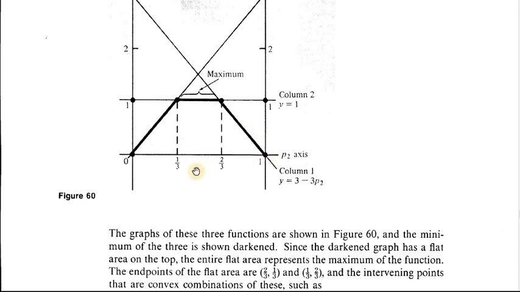So as long as the row player chooses P2 between 1/3 and 2/3, he's always going to get the same payoff. So in fact, there's not just one optimal strategy. He could choose P2 equals 1/3, he could choose P2 equals 1/2, he could choose P2 equals 2/3, and no matter what he chooses, the expected payoff is going to be the same because the column player is going to choose column 2. That's his option.